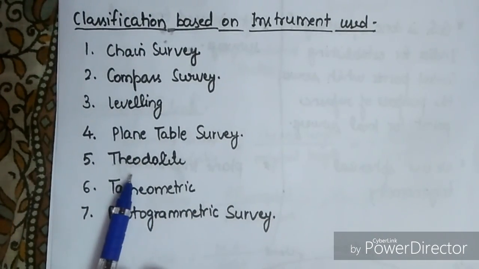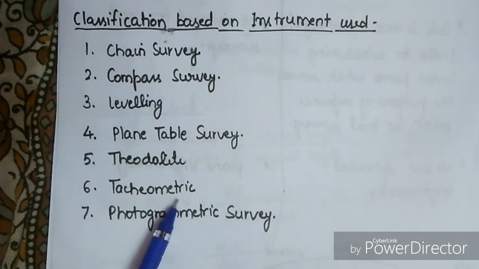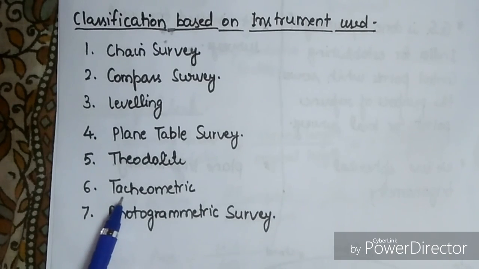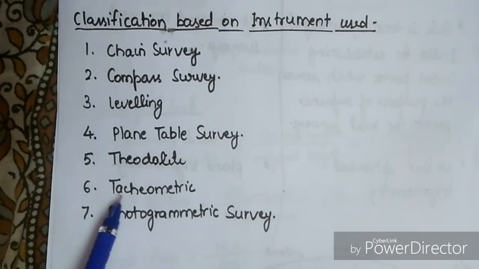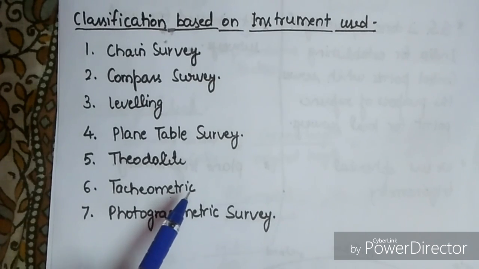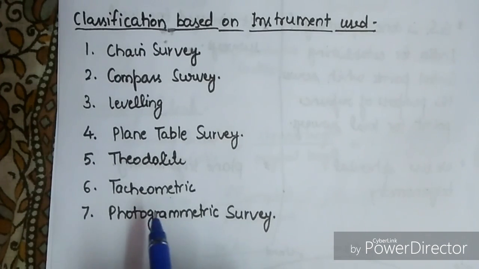Okay. Theodolite. Theodolite is used for measuring horizontal and vertical angles. Tachyometry. Tachyometry is also performed for the measurement of distance using the angles. Okay. In this, a tachyometer is an instrument which is used for measuring the distances. Now, photogrammetric survey. This survey is carried out by taking photographs from an aeroplane. Okay, it is used when time available is less and the area is inaccessible.